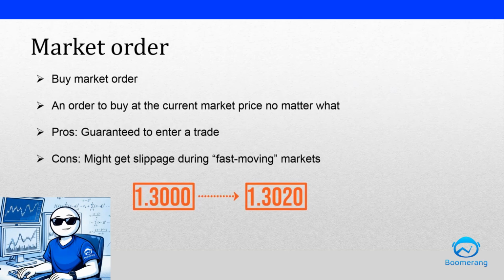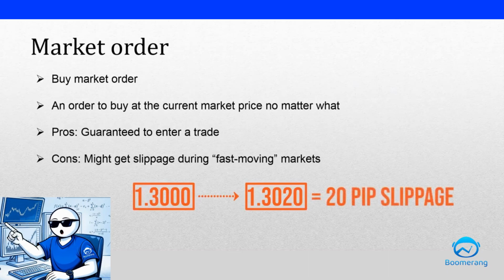So instead of buying at 1.3000, you end up buying at 1.3020, a slippage of 20 pips. In other words, you're paying 20 pips more than you expected. Okay, so this is a market order.